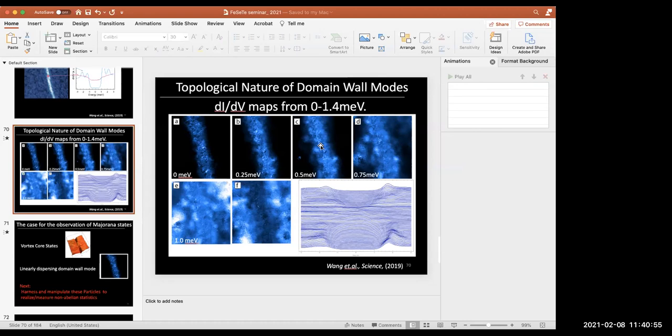The other thing I wanted to ask was, do you have any regions of your sample where you can clearly see a zone which is completely surrounded by domain walls?